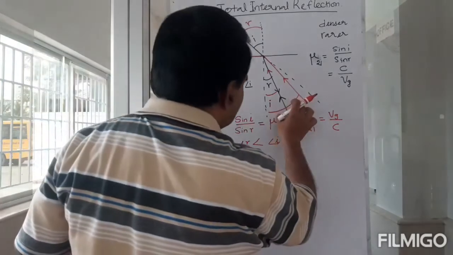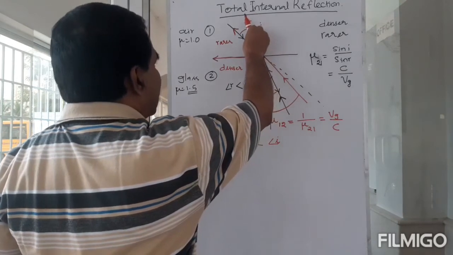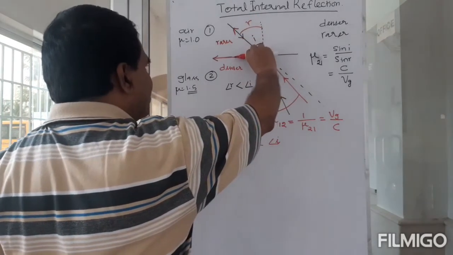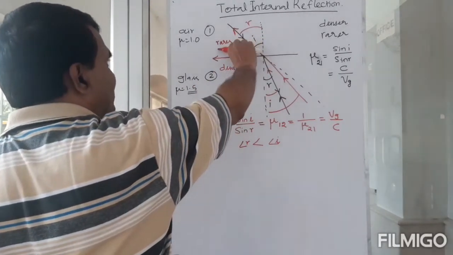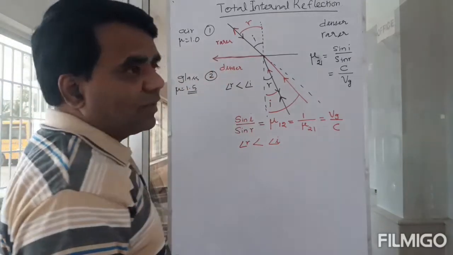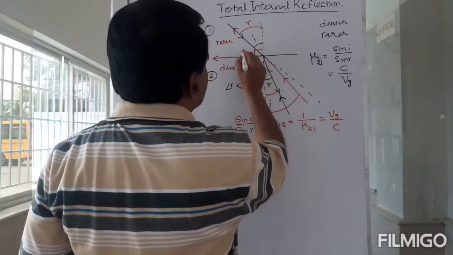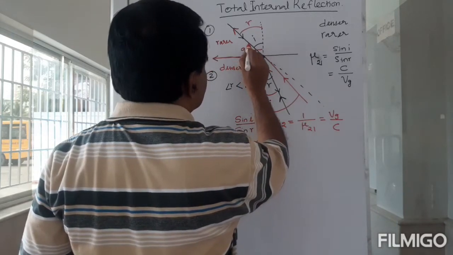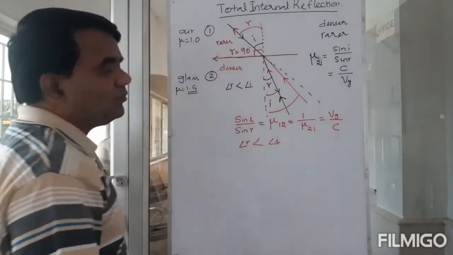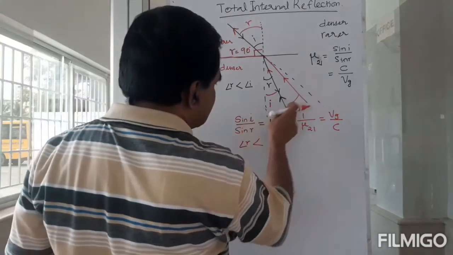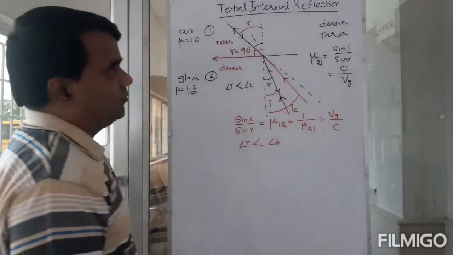Okay. And then there is some angle I at which this refracted ray will be grazing the surface. So it will go here, refracted, and then it will be grazing the surface. And for that angle, this R is actually 90 degrees. R in this case is 90 degrees. And that incident angle, that I, is actually called the critical angle, IC.